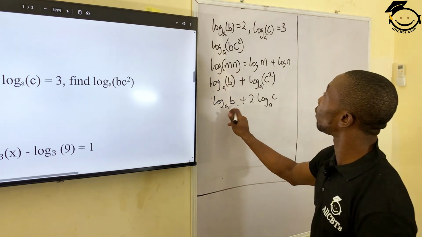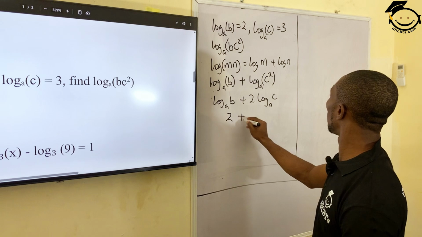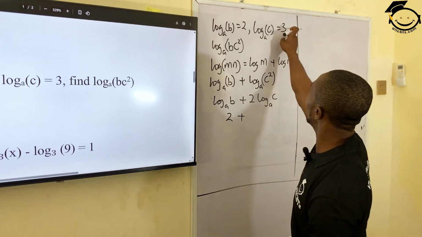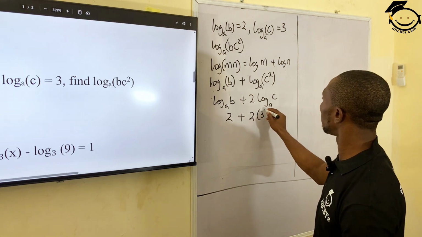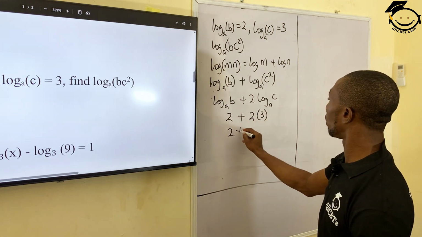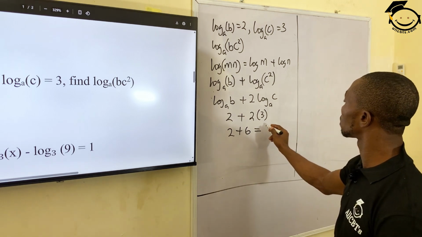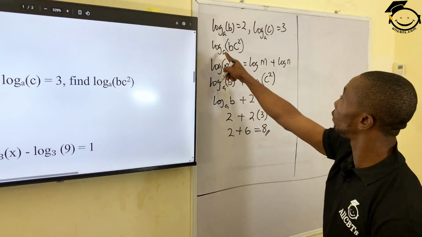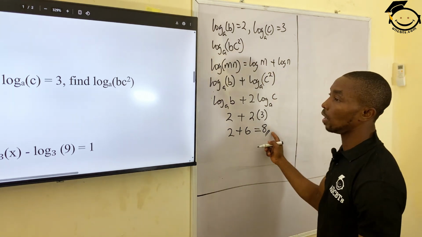Now, we can rewrite this to become log AB plus 2 log AC. What's the value of log AB? It is 2. This becomes 2 plus, what's the value of log AC? It is 3. This becomes 2 times 3. So this becomes 2 plus 6, which gives us 8. So the value of log ABC squared will become 8.